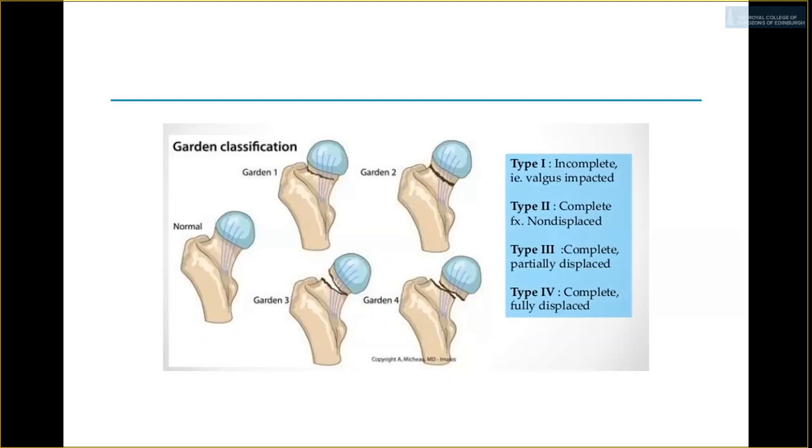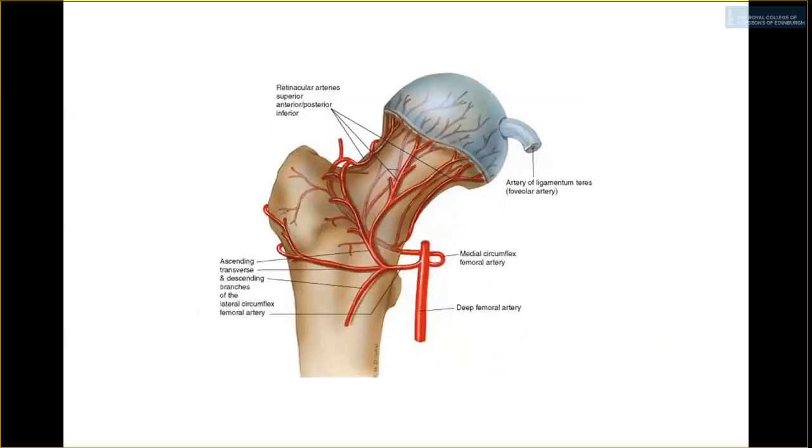So is the fracture not displaced? It could be either 1 or 2, or is it displaced and it's a 3 or 4? And that depends on the degree of displacement of the fracture, really. And these are important because the survivorship of the femoral head is going to depend on its blood supply.